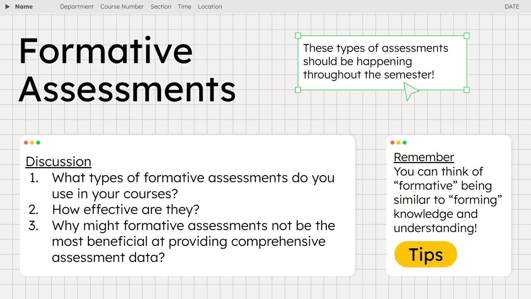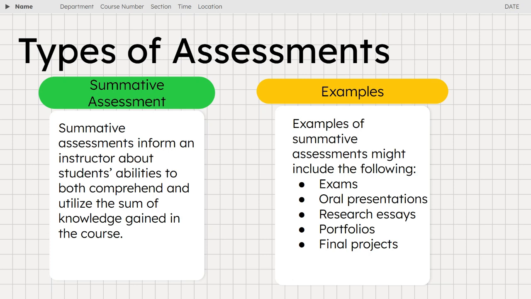So is it good information? Yeah, absolutely, and you definitely need it. Assessing early and often is incredibly important, but we need more than just information from formative assessments. We need summative assessments, especially for these assessment report forms. Summative assessments inform an instructor about students' abilities to comprehend and utilize the sum of knowledge gained in the course.